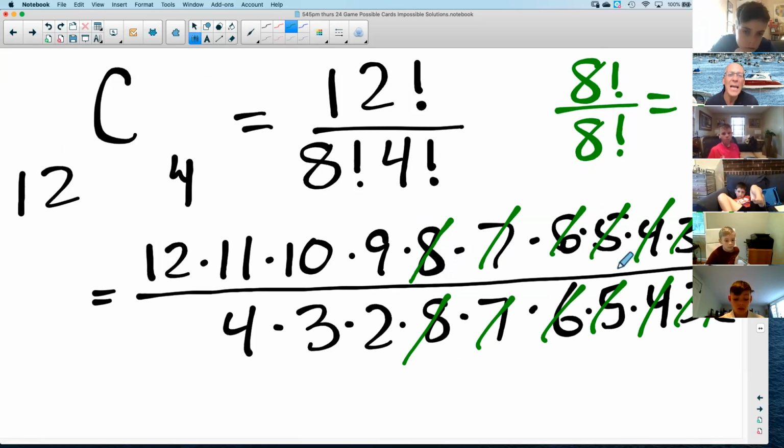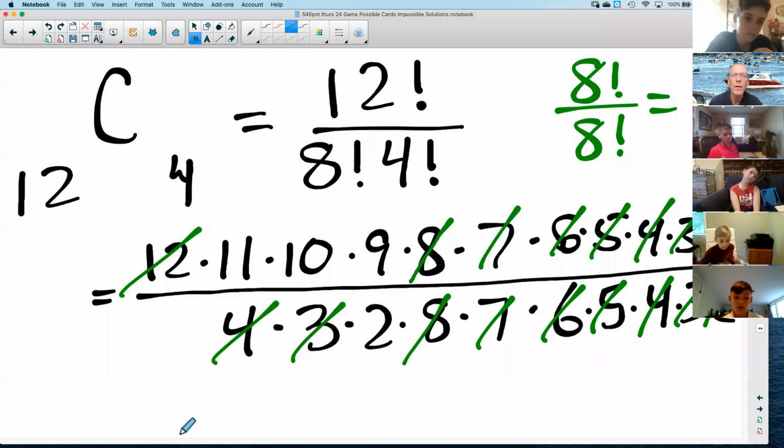So they all cancel. Now, who can tell me what else cancels here? I've got a 4 and a 3 on the bottom and a 12 on top. So 4 times 3 is what, guys? What is 4 times 3? 12. So can't we cancel the 12 with the 4 and 3? Yes. And who knows the last thing we can cancel here?